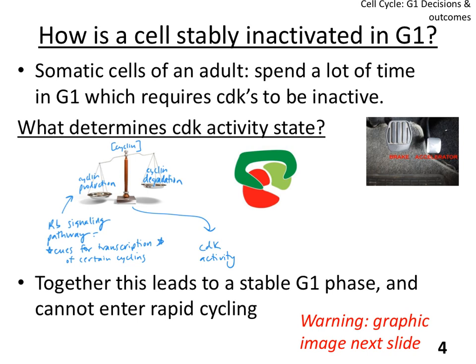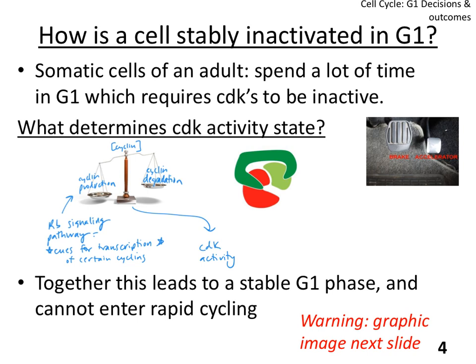What you're going to see with the worksheet is that there's a retinoblastoma or RB signaling pathway, which can culminate in the cues for transcription of certain cyclins. And so this, of course, would be necessary for cyclin protein production, and so this is a big regulation point. So cyclin concentration is a key factor for CDK activity.